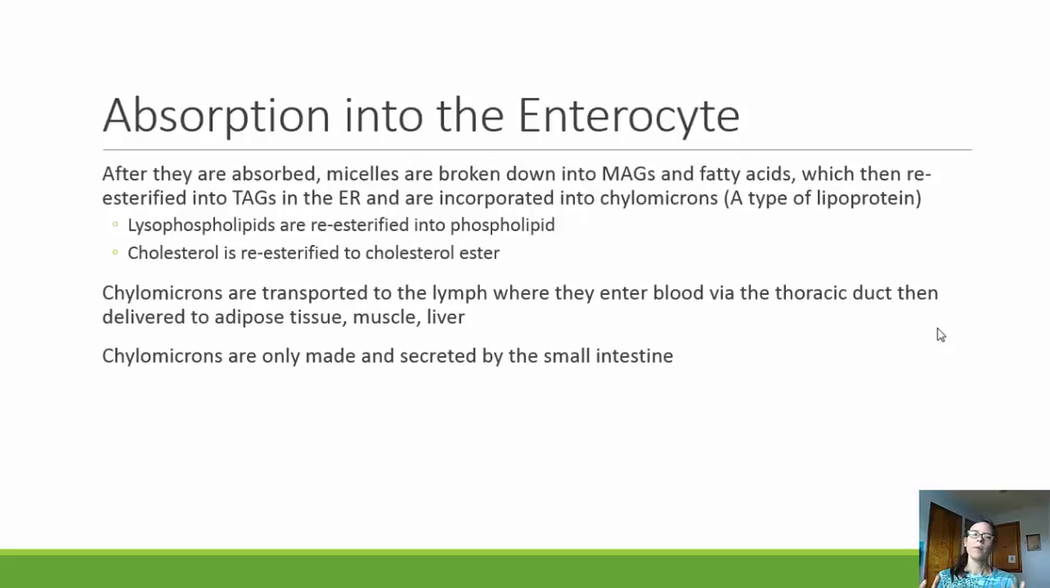Also, remember, what we have mostly in our micelles is these monoacylglycerides and fatty acids, but we also have our lysophospholipids, and these are reesterified back into a phospholipid, and the cholesterols are reesterified back into cholesterol esters. So these were also present in the micelles. Once the triacylglycerides and the cholesterol esters and phospholipids are back in the enterocyte, then they're repackaged with the protein into chylomicrons, and these are then transported to the lymph where they enter the blood via the thoracic duct, and then they're delivered to other parts of the body.